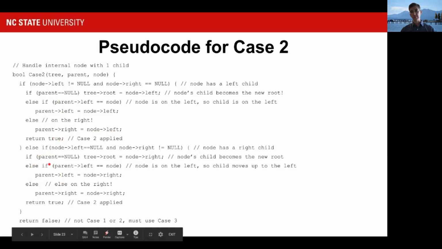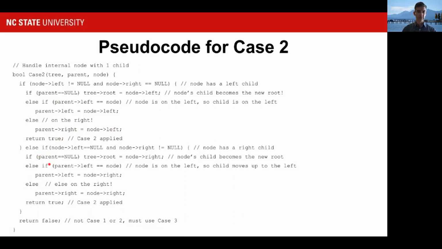Otherwise, we just do the reverse for the case where the child is on the right, and now we might again be on the left or right of the parent. So again, if the parent is null, that means we're replacing the root, and we set the root to be the child on the right. If the node we're removing is on the left of the parent, then we set the parent's left pointer to point to our child that's on the right. Else we set the parent's right pointer to point to our child that's on the right. Right, and then we're done.